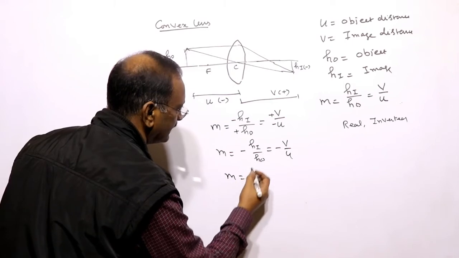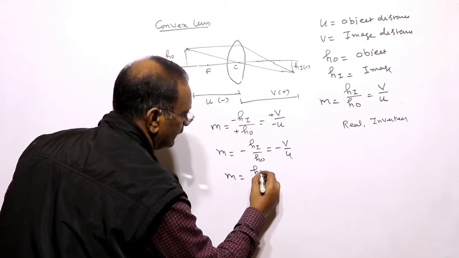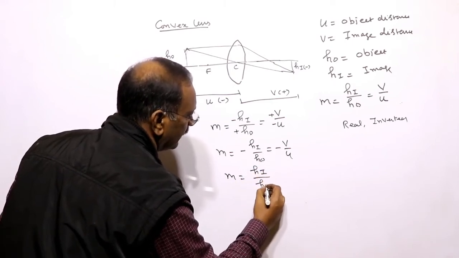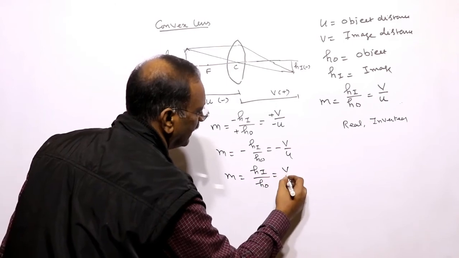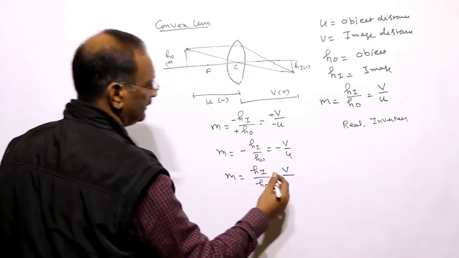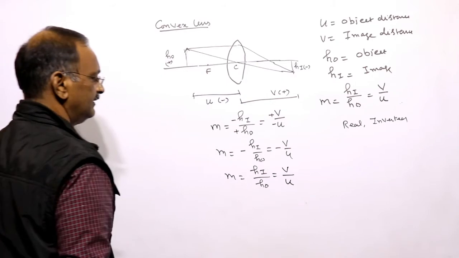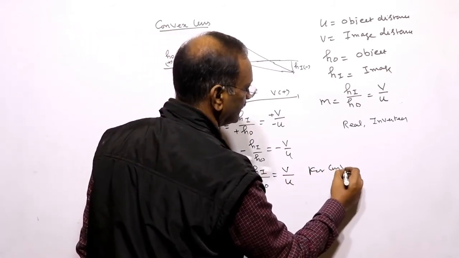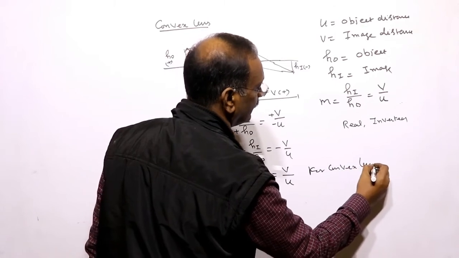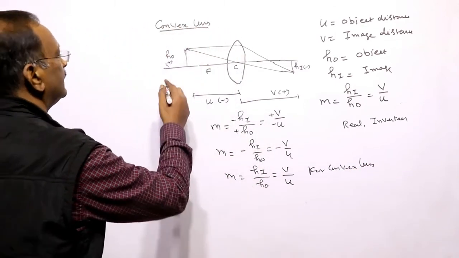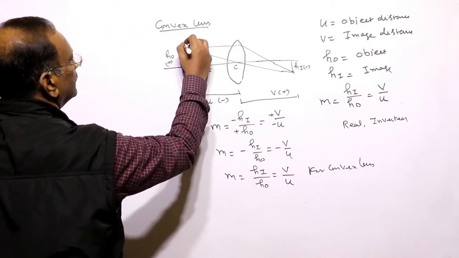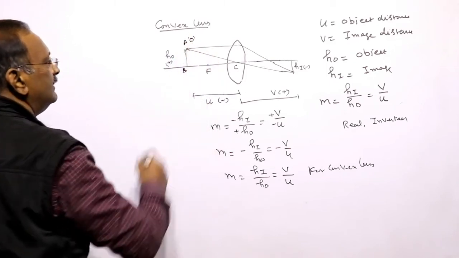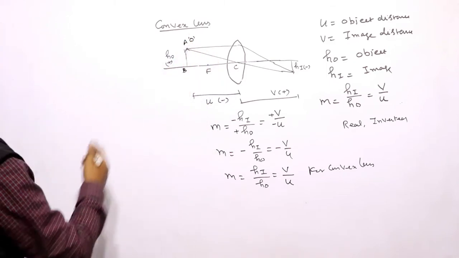So magnification in terms of image height divided by object height is equal to image distance from the optic center to object distance from the optic center for convex lens, when the object is kept at finite distance with respect to the lens.